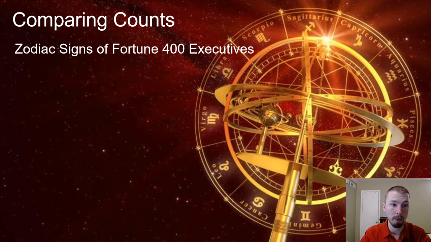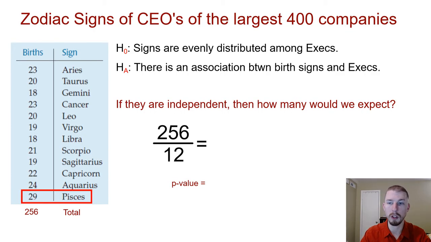So Fortune 400 executives, we compare the zodiac signs of those. Zodiac signs are essentially what month you're born in or something similar to that. Of the Fortune 400 companies, they were able to collect the signs of 256 of those, and our null hypothesis in this case would be that the signs were evenly distributed among the executives. So there was no sign that was more common than any others, or we would expect that they would vary from sample to sample, of course, so there are going to be some that are more common than others, but that just occurred by chance.